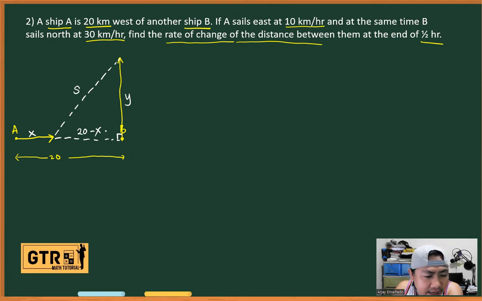We have right triangle. So therefore, by Pythagorean theorem, the square of the hypotenuse, S squared, is equal to the sum of the squares of the legs. So we have (20 minus X) squared plus Y squared. Okay? So, meron tayong tatlong variable. Kailangan alamin natin kung ilan yung given natin na merong derivative with respect to time.